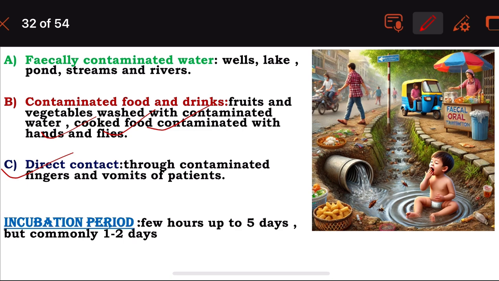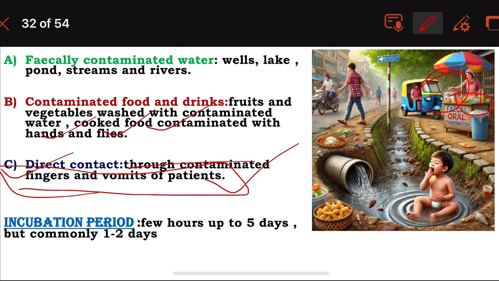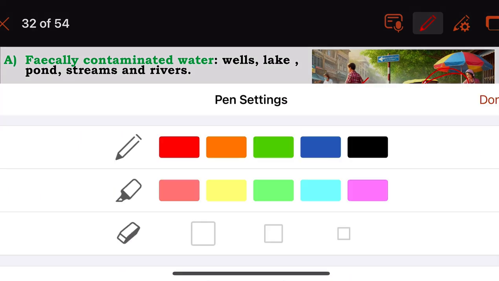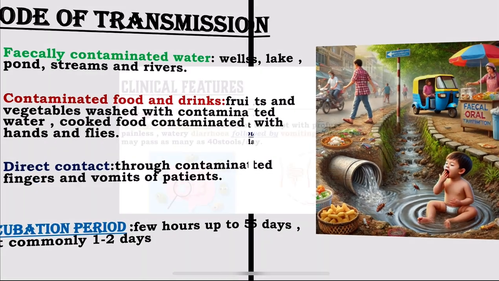Now comes the direct contact through the contaminated fingers and vomit of the patient. Again, as I explained, through the contaminated fingers and the vomitus of the patient as well, it can get transmitted. Incubation period ranges from a few hours up to 5 days, but commonly it takes 1 to 2 days. If this person is infected, it can take up to 5 days for him to come up with the signs and symptoms, but commonly it takes 1 or 2 days to develop the typical signs and symptoms.